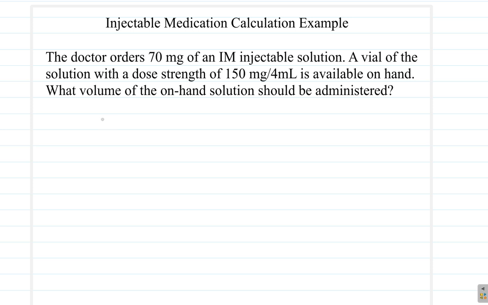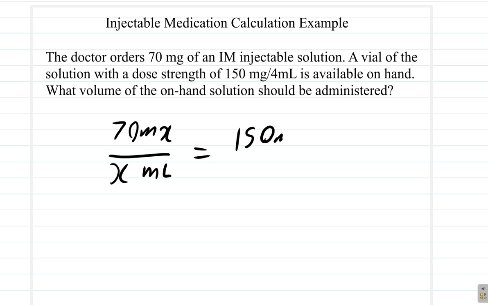Now, you have 70 milligrams. That will be in how many milliliters? You don't know, call it X. It should be the same ratio here of 150 milligrams in every 4 milliliters. So you see the ratios, they work out.